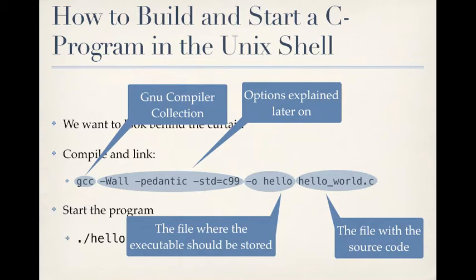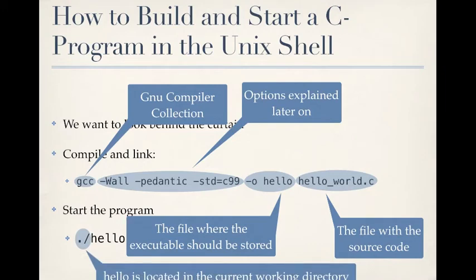Well, and finally, if we are now here and we have a file compiled and linked, and we have one executable, and as we said here, it should have the name hello, we can start this program by typing in the shell ./hello. This means that this ./ means that hello, the command hello, is located in the current working directory.